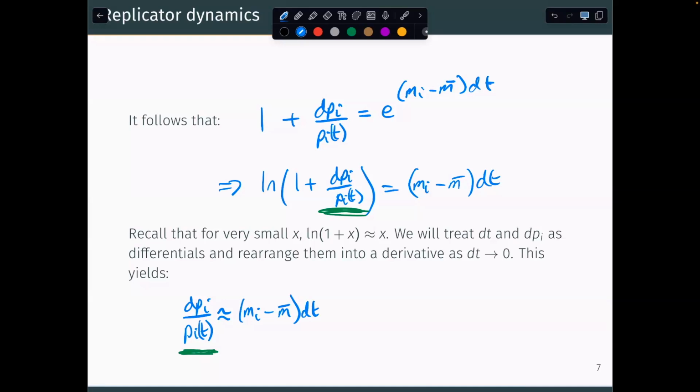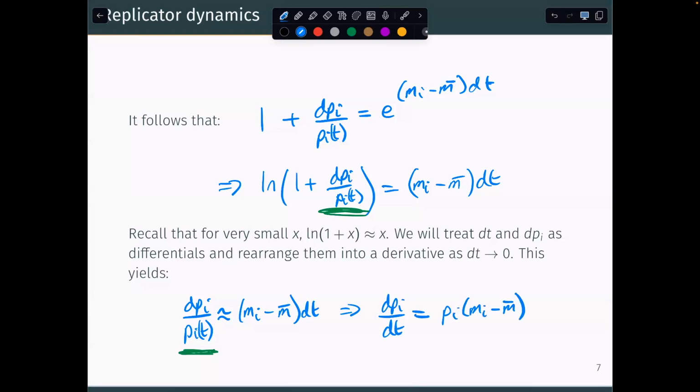Do a little bit of a trick here. We're going to think about what happens as dt tends towards 0. We're going to treat this dpi and dt as differentials. We end up with dpi over dt. We multiply both sides by pi of t and divide by the dt. We end up with dpi dt equals pi times mi minus m bar.